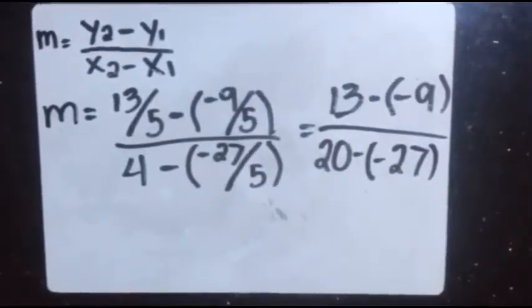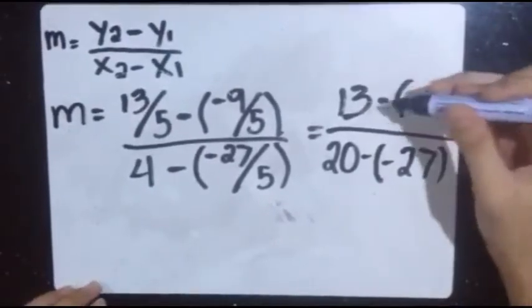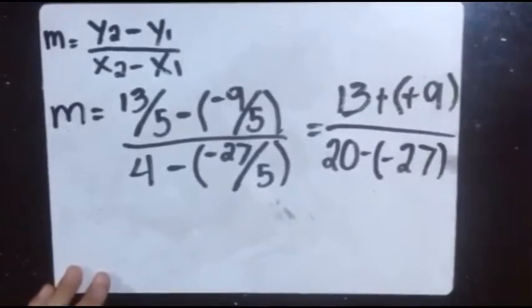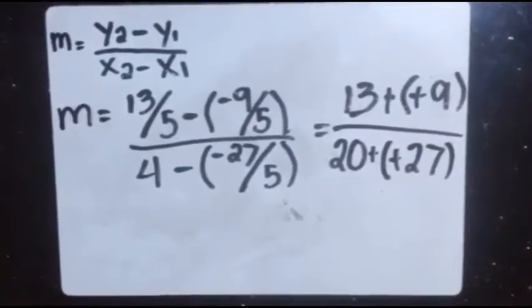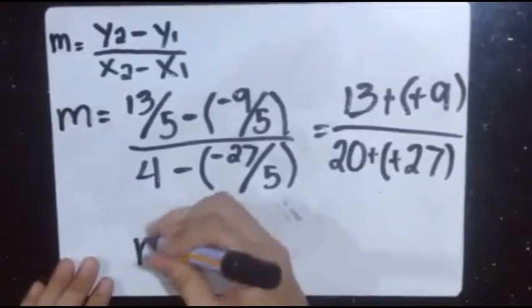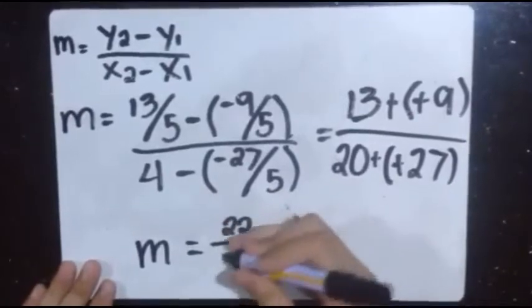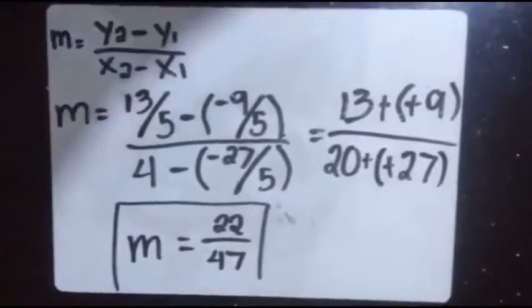So do the same process to the denominator. Then we have to keep change, so this becomes addition, positive. So now you will add up everything, so it will become m equals 22 over 47. That is the slope of line 1.